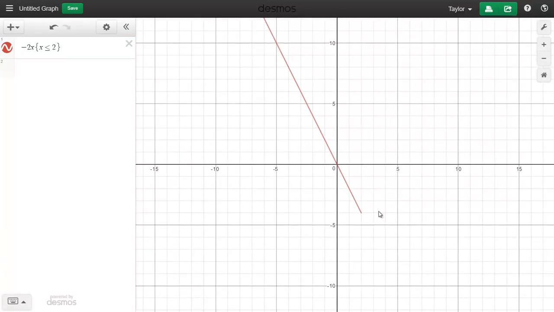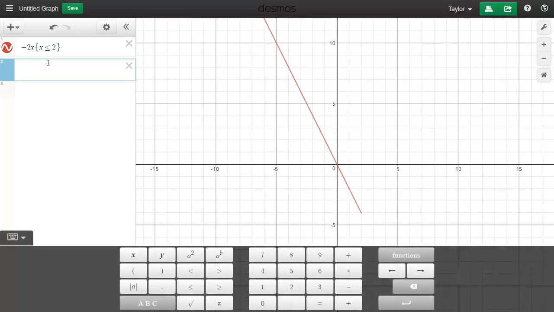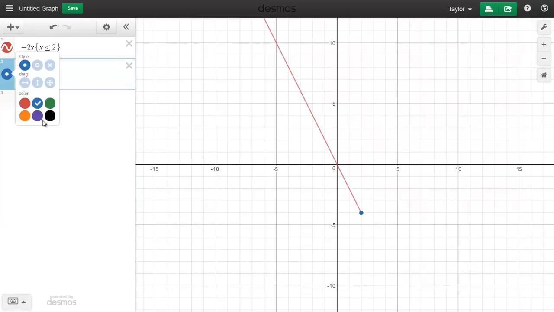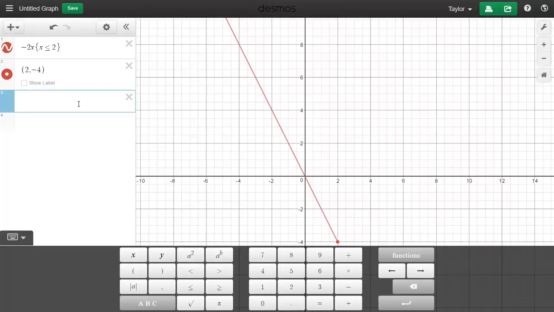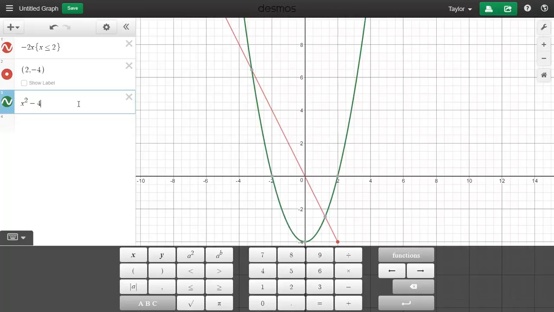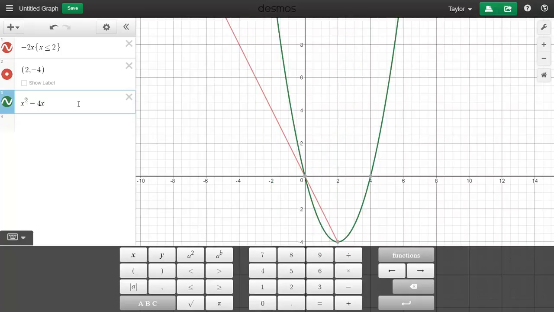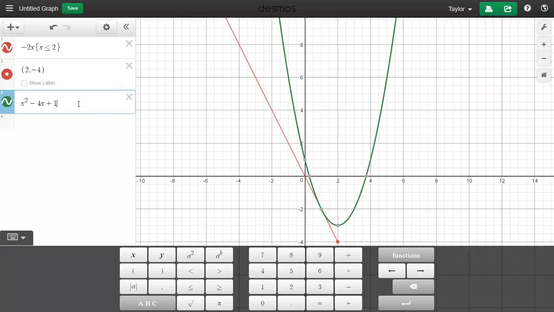Okay, so there is that function, and we should put a point here to stress that at 2, negative 4, we're going to use that function to evaluate f of 2. Okay? So there is half of my piecewise function. Now what's the other half? The other half was x squared minus 4x, plus 1.